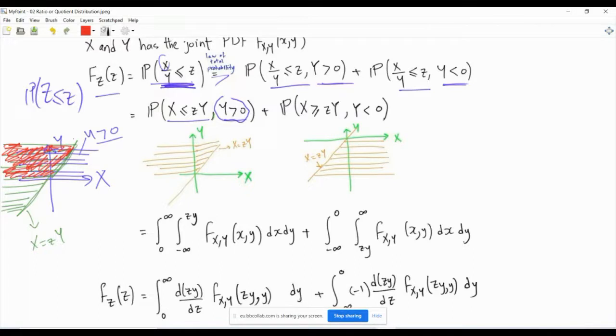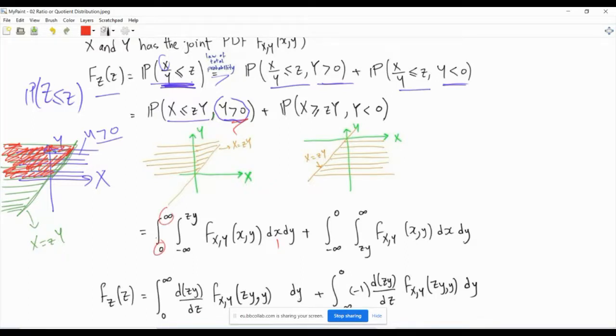So again, y should be positive, and you should stop at this line, which is x equal to zy. If we want to do this integration, we are integrating a PDF. So by Tonelli, we can do the integration in any order of our choice. We can integrate first with respect to x, then with y. Y is any number from 0 to infinity; for this case, y is positive, so y will go from 0 to infinity.